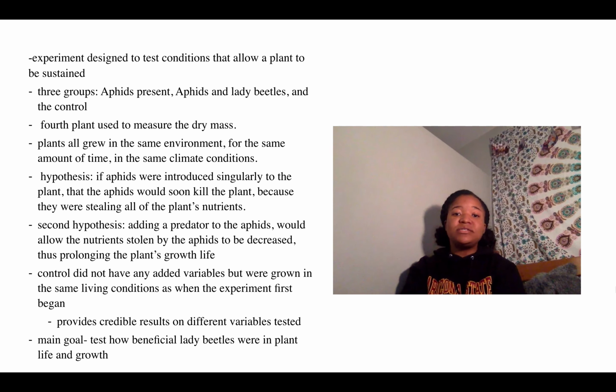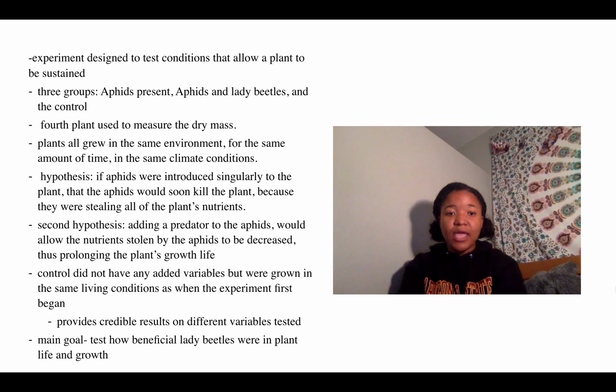Our main goal was to test how well the ladybugs worked when it came to promoting longevity in the plant's life. Now here's Kyla to talk about the methods that we used in our experiments.